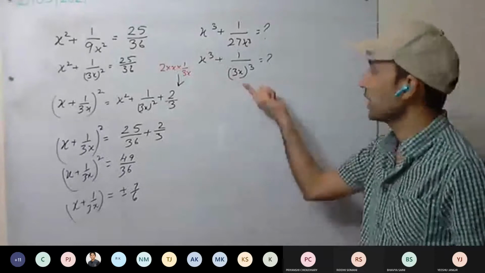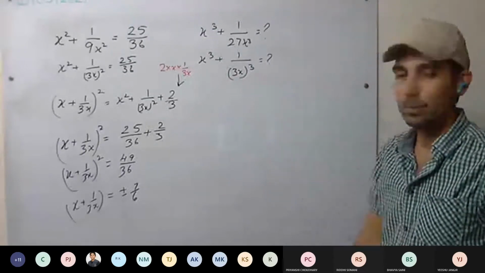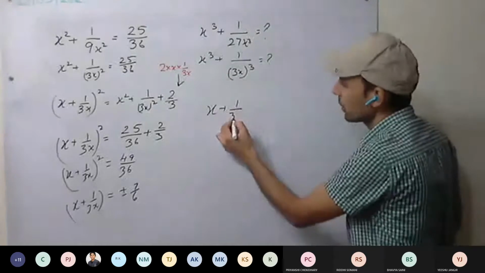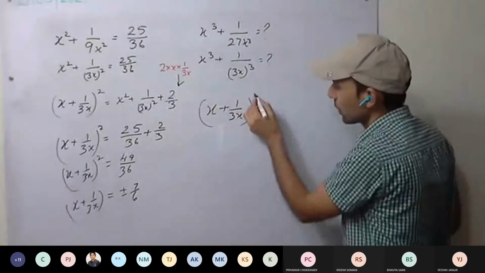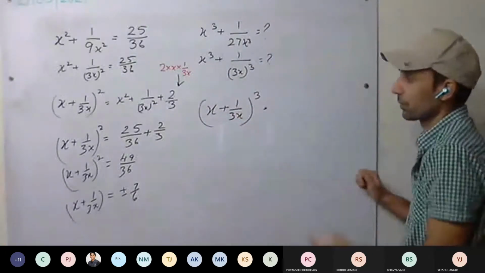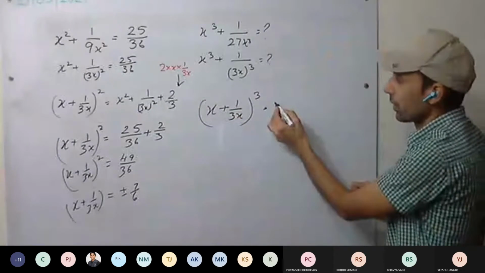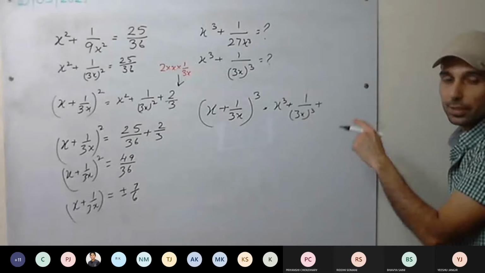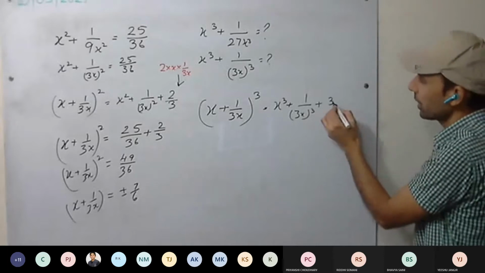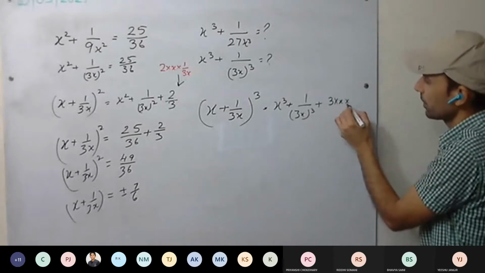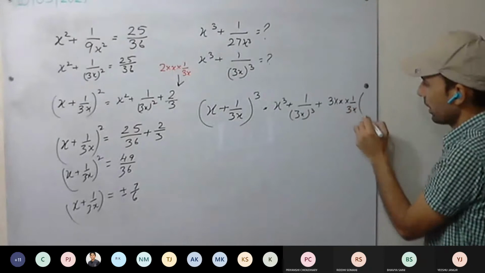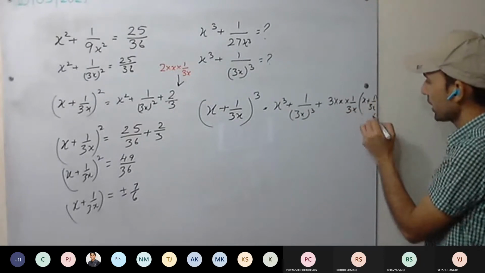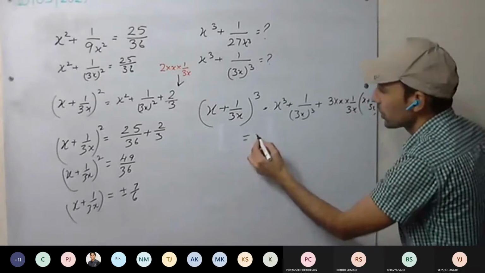Now can you calculate this one? Now it's very easy. So what will be the expansion of x plus 1 upon 3x, the whole cube? x cube plus 1 upon 3x, whole cube, plus 3ab, that is 3ab times (a plus b), so x plus 1 upon 3x. Always write the steps completely. So how much is it?